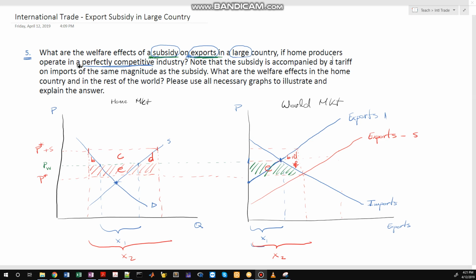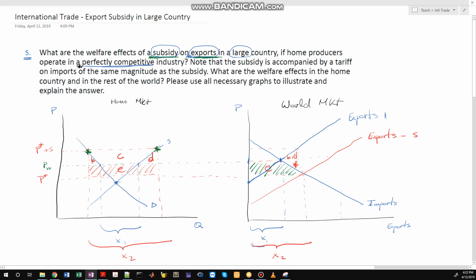It is important here that the subsidy is accompanied by a tariff on imports, because by placing this subsidy, if the home market didn't place a tariff, then people would just be able to buy goods at this new world price. But if it's also accompanied by a tariff, then the home market is going to have to pay P plus S at home. So that's why they only buy this many goods, and these are the goods that are produced in the home country.